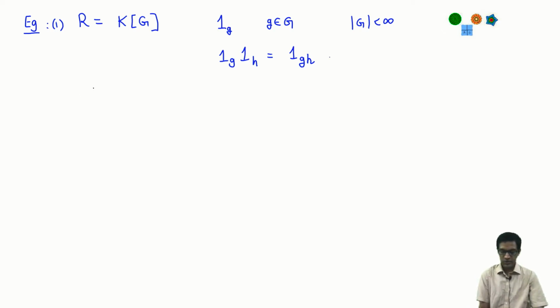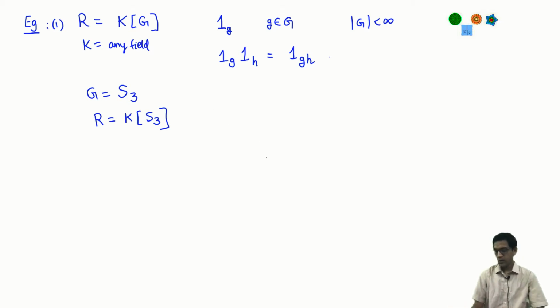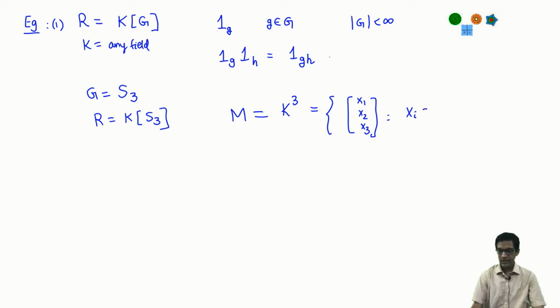And let's do a specific case. Let's take G to be the group S3, the symmetric group, and K to be any field. So R is K of S3 in this case. Recall we had talked about a certain module for this group ring. What was that? The module M was, as an underlying abelian group, just a space K3 comprising column vectors x1, x2, x3, where the xi's come from K.